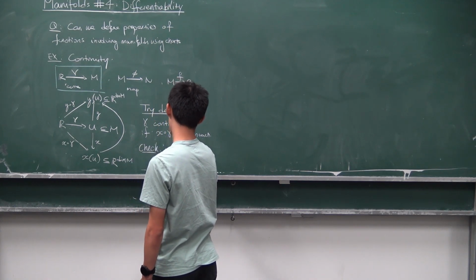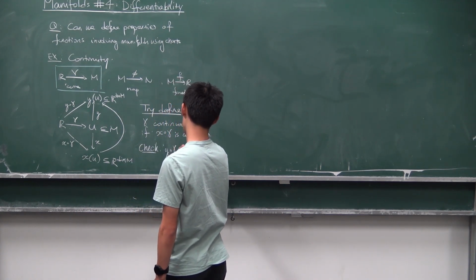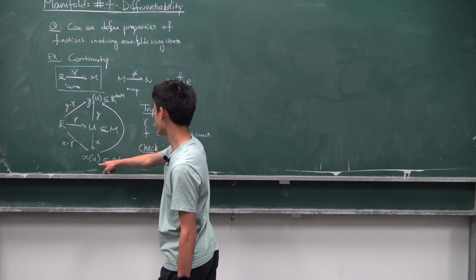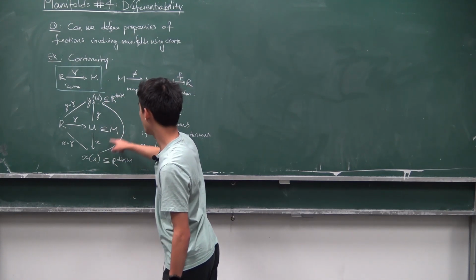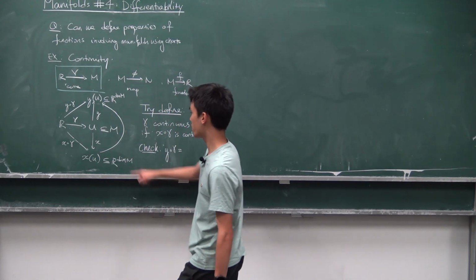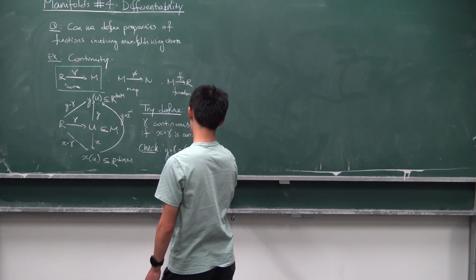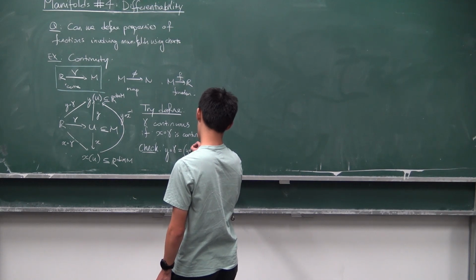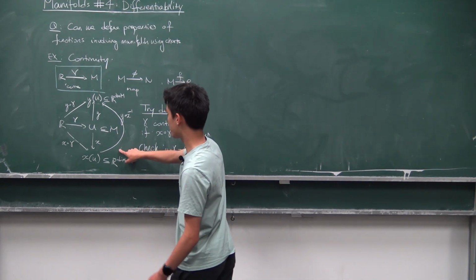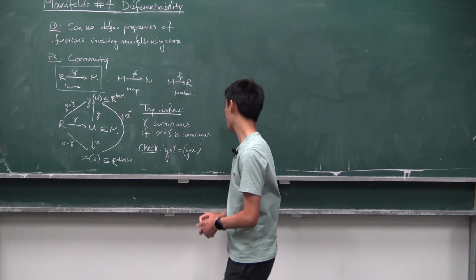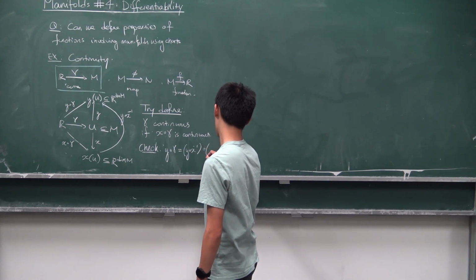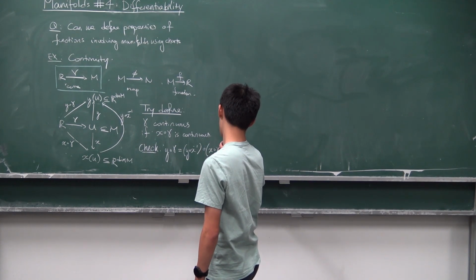You notice that Y after gamma is really the same thing as, well, we do this chart transition map first. What is this chart transition map? It's Y after X inverse. So this is Y after X inverse, and then this is composed with X after gamma. So you do the composition with X after gamma here.